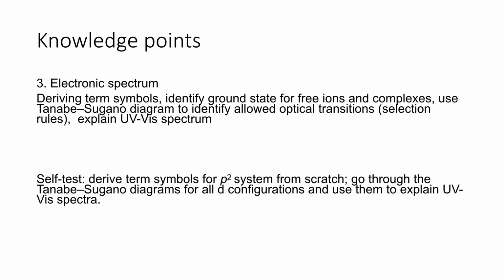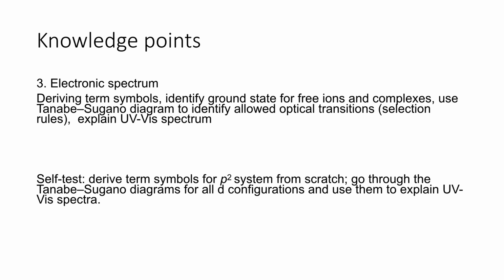So here you should understand what the selection rules are. Once you can identify allowed optical transitions, you can use that information to assign peaks in the UV spectrum and basically to explain what the peaks in the UV spectrum correspond to in the Tanabe-Sugano diagram.